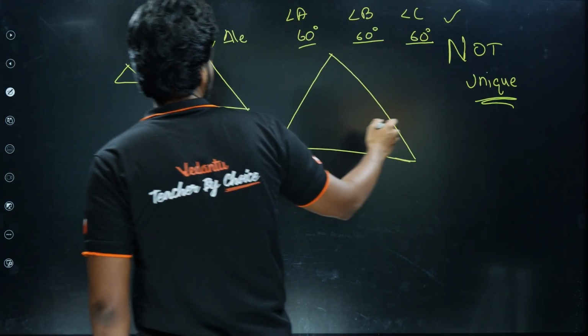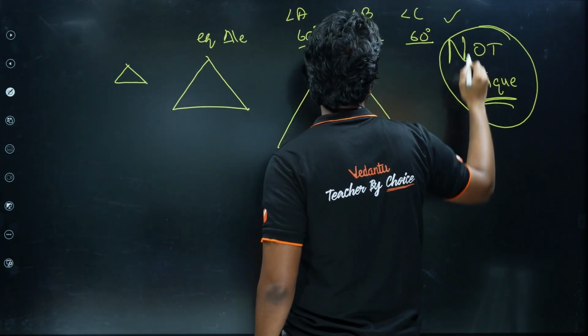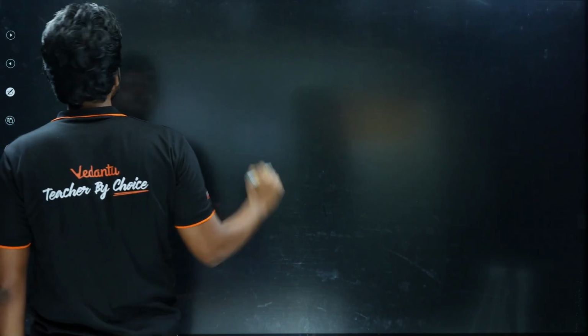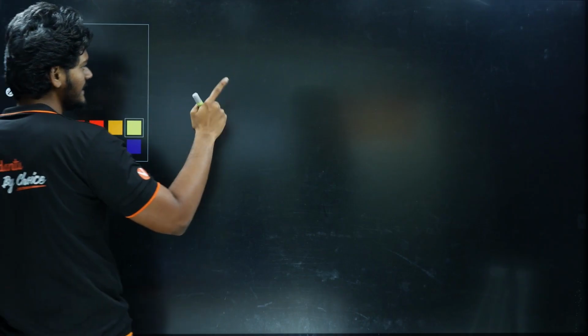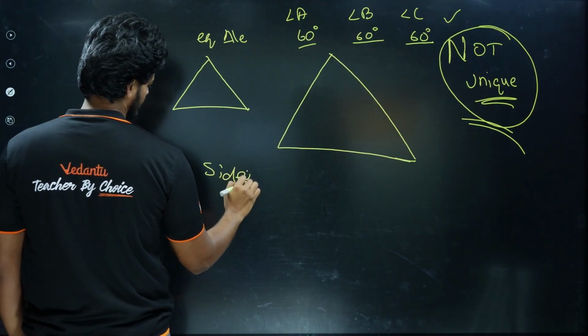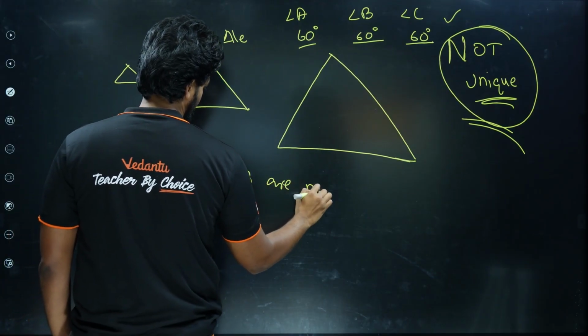So this won't give me a unique solution. So what else? Suppose I have two angles and one side. Does that help? Because the side is the problem, right? Here, sides are not unique.